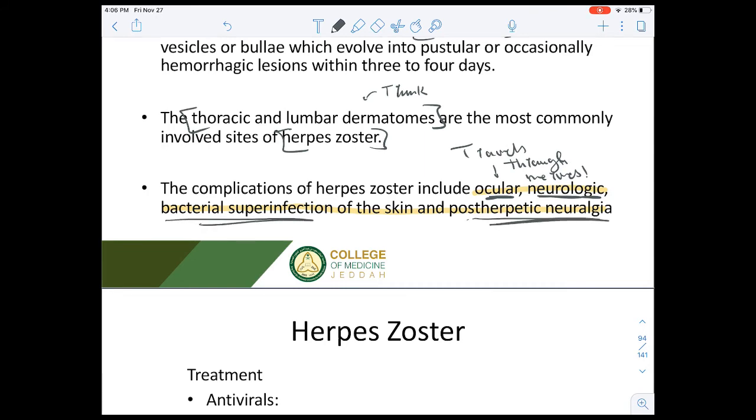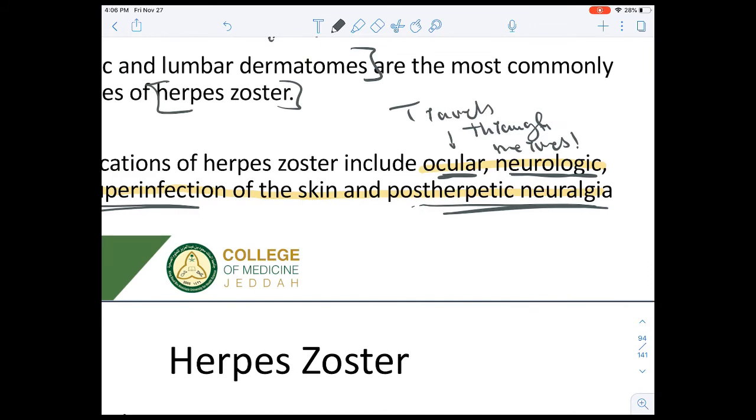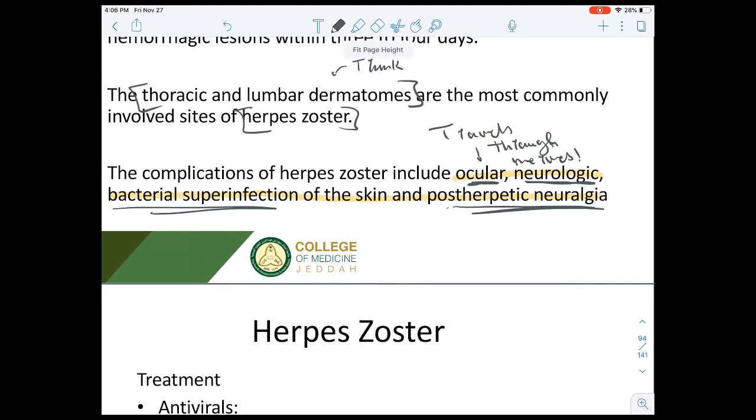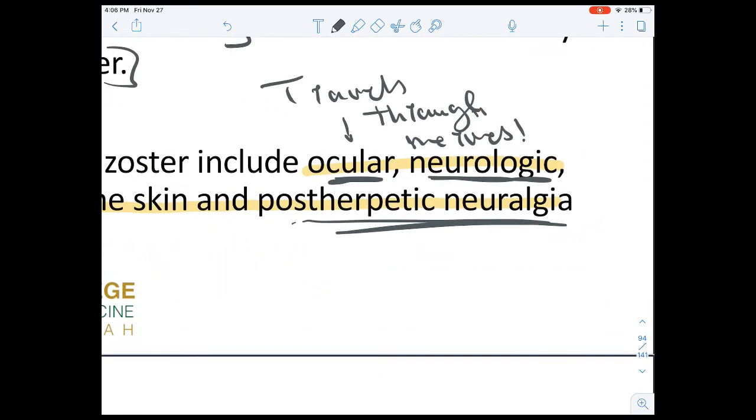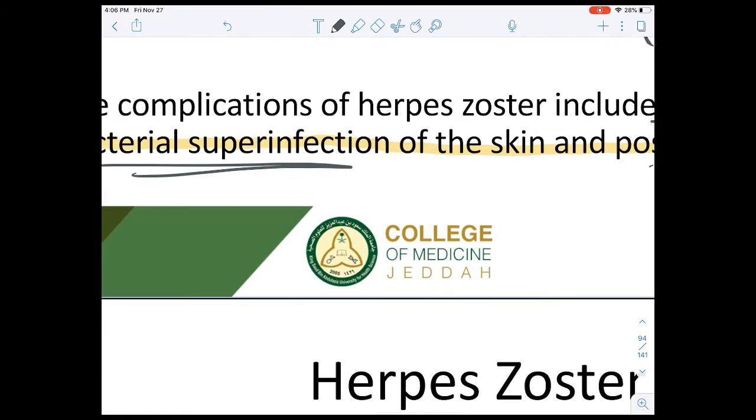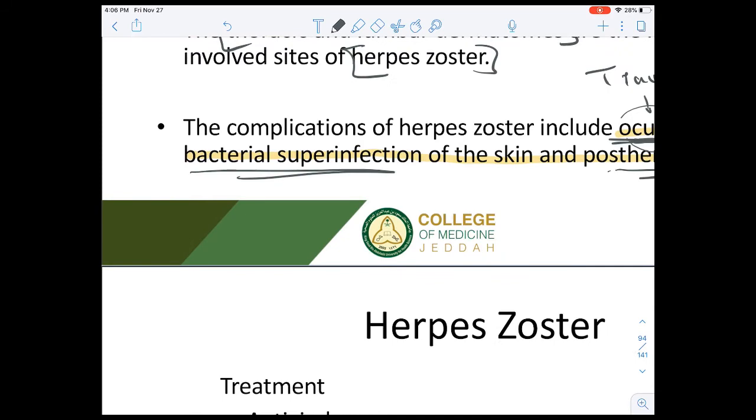So why would we see ocular and neurologic complications? We've mentioned that this is a virus that travels through the nerves. So once it reaches the upper part of the body, it could eventually result in compromise of nerves that supply the eyes. So ocular and neurologic complications could definitely be seen. And then the skin environment itself is compromised, so you can also see bacterial superinfection of the skin.